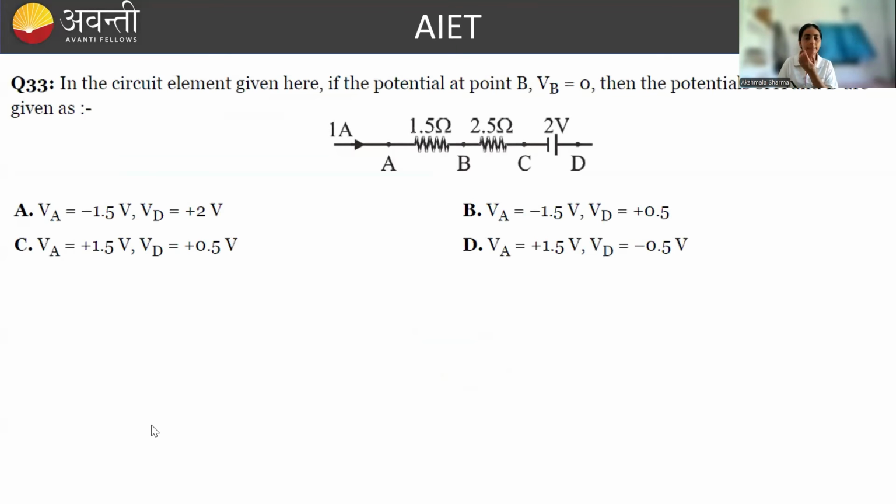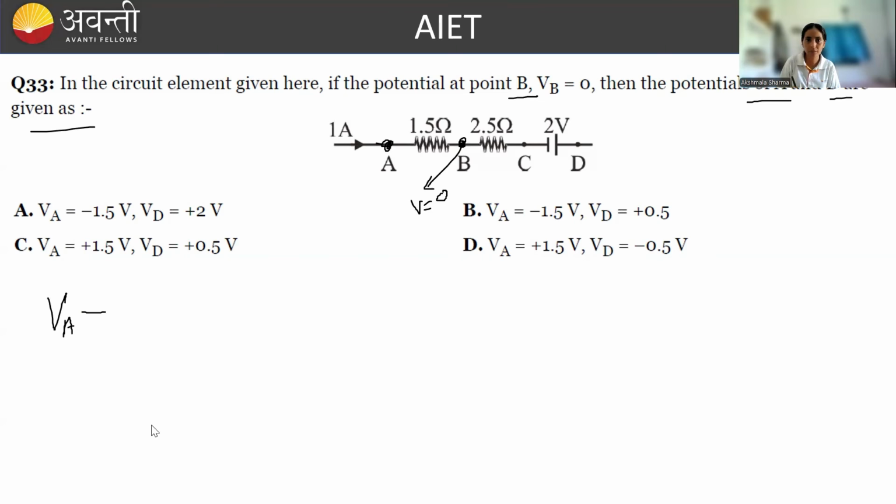Now, in the circuit element given here, the potential at point B is given. At point B, the potential is 0. Then the potentials at A and D are asked. The potential at A will be what? So let's write KVL from A to B. Again, we are not writing KVL in a closed loop, so we will start at one point and end at another, giving an equality sign. Let me write it for you.